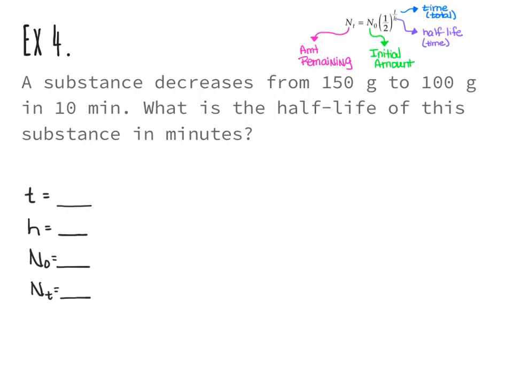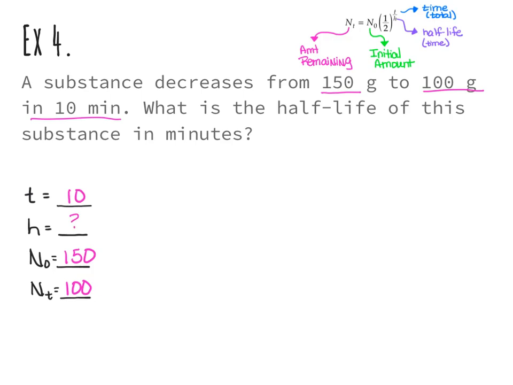Okay, so in example 4, it talks about a substance that decreases from 150 grams to 100 grams in 10 minutes. What is the half-life of this substance in minutes? So we're going to now find half-life. The initial amount, if it started at 150, that was going to be our initial amount. Our end value was 100, so I'm going to put 100 for the total, because that's what we ended up with. It says it took 10 minutes, so that would be our time, 10. And now we're looking to find out H.